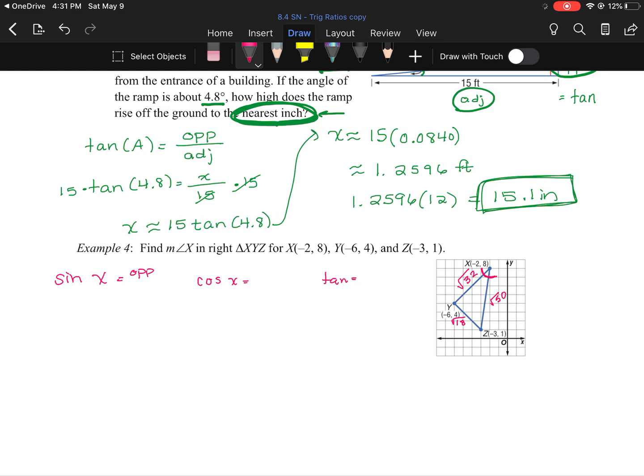So, sine is opposite over hypotenuse. Cosine is adjacent over hypotenuse. And tangent is opposite over adjacent. So, the sine of x. The opposite is the square root of 18 over the hypotenuse, which is 50. Sorry, square root of 50.